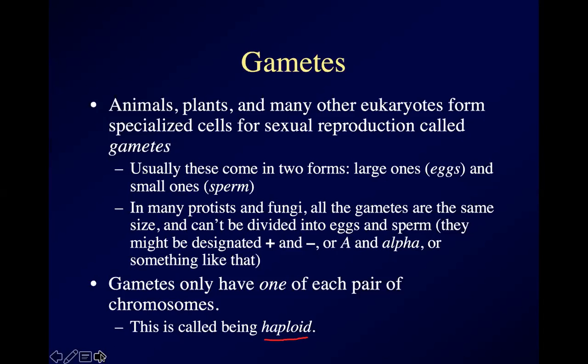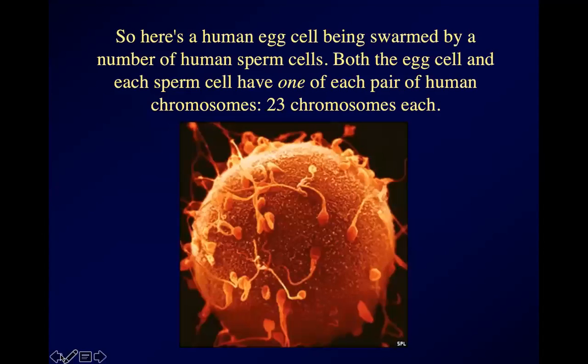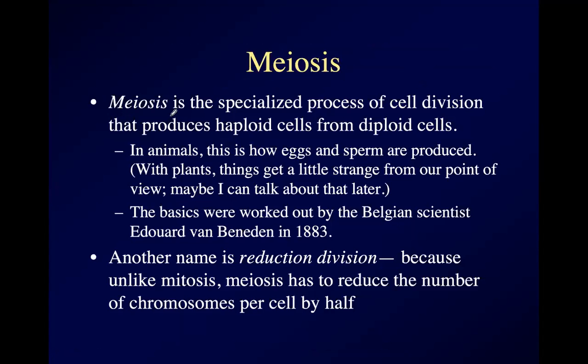Right. So gametes are typically either eggs or sperm, except in many protists and fungi. And gametes are haploid. They've only got one of each pair of chromosomes. And the process of cell division that produces haploid cells from diploid cells is called meiosis. In animals, this is how we make eggs and sperm.